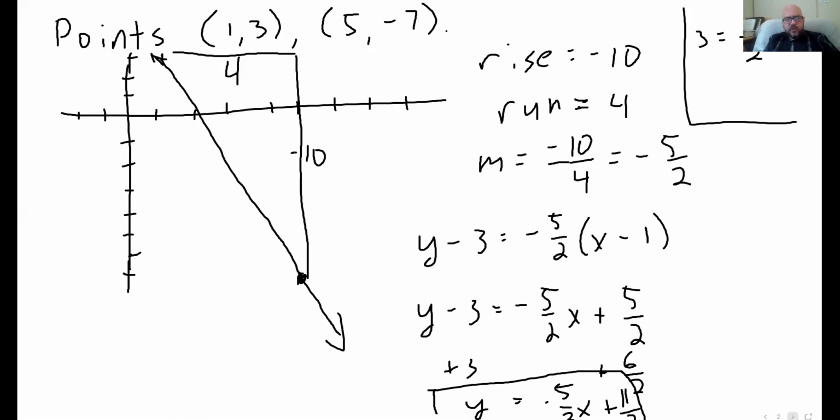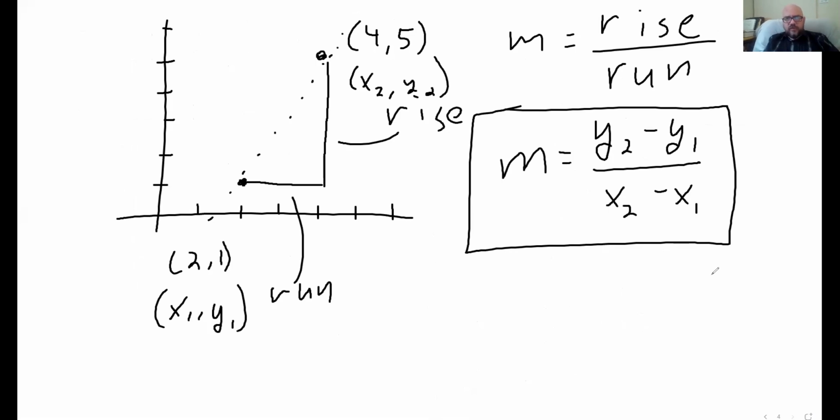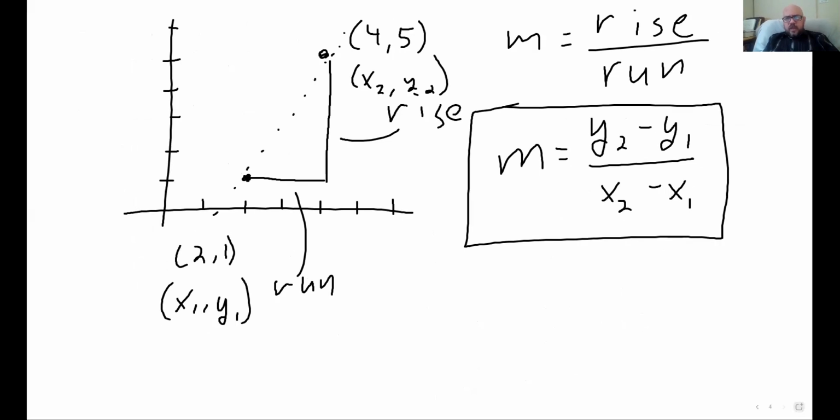The other situation where you might need to find the equation of a line is if you are given a point and then another line that you're parallel or perpendicular to. That's the other really common one. So let's see what those look like. The first thing we need to do is define what we mean by parallel and perpendicular. I know you know what they mean, but we have to define that in terms of what we know about lines.